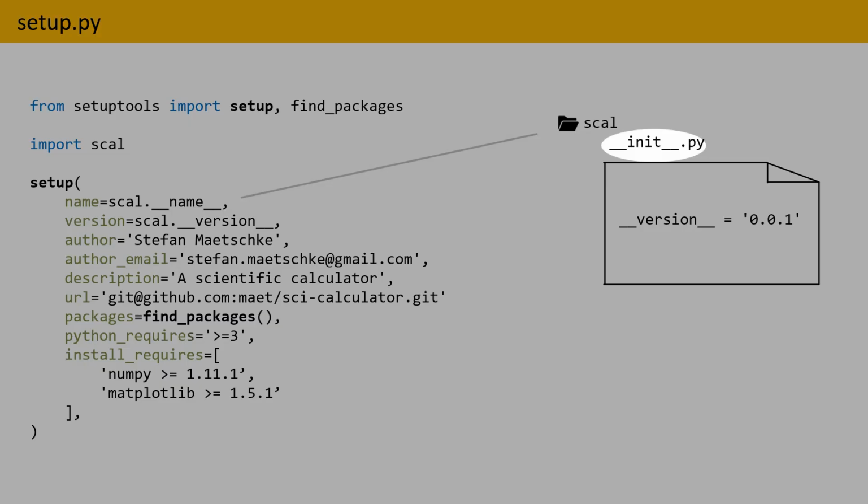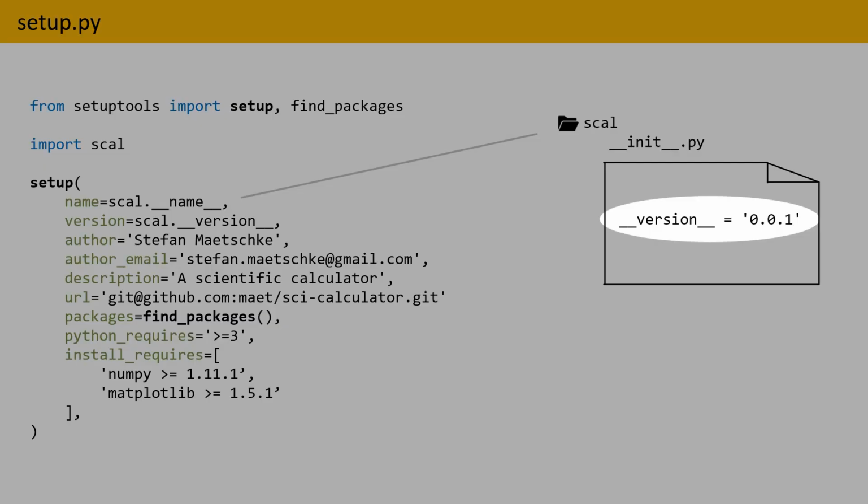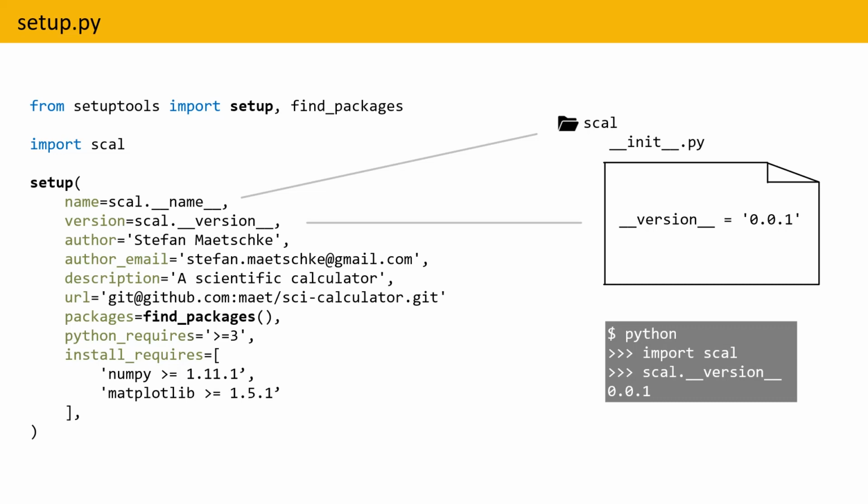In __init__.py, we define a constant __version__ that contains the version number. When importing a package, all code in __init__.py is executed, and we therefore can access the version number by calling scal.__version__. This, by the way, is the expected method of Python packages to report their version number. Import the package and access __version__ to retrieve the version number as a string.